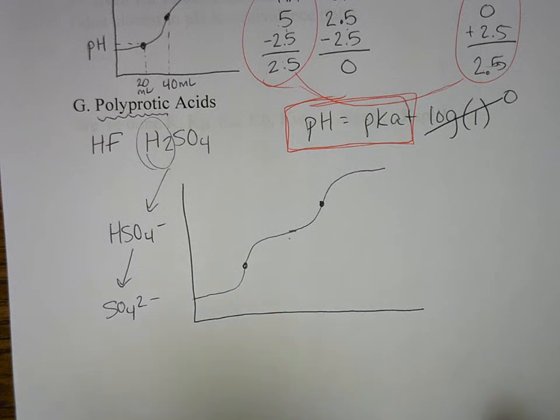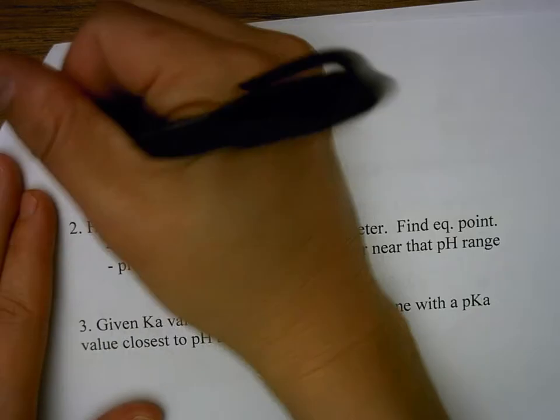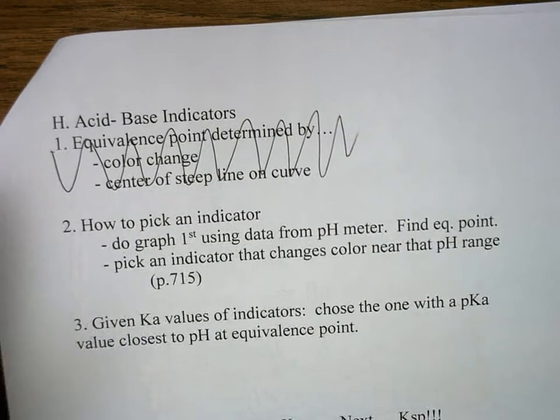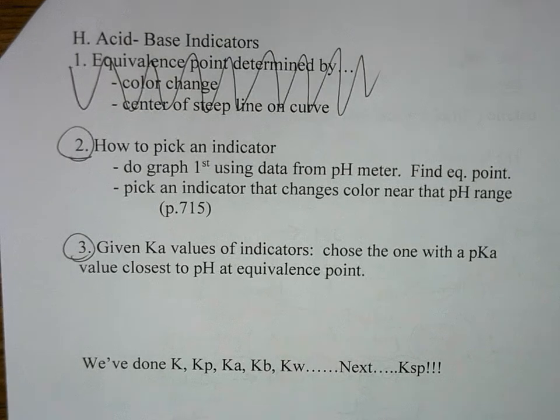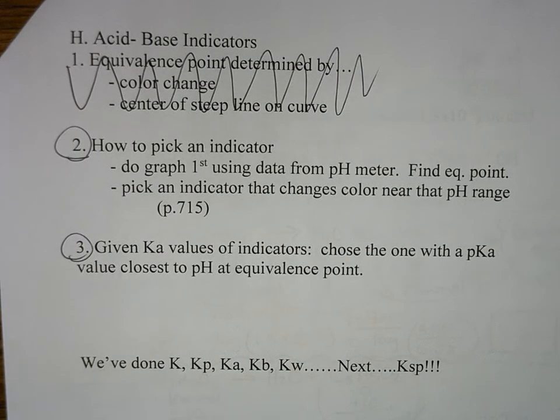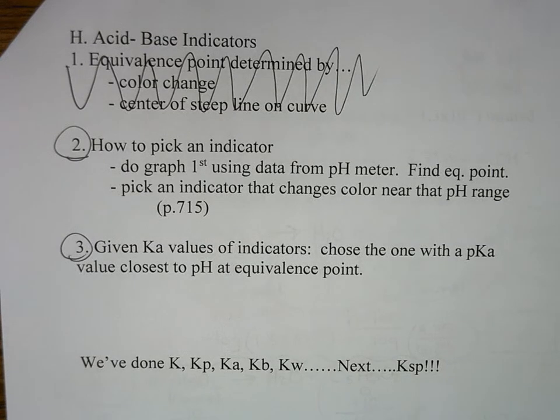One more thing. You don't need to write this. We've talked about this earlier. You need to know this because it will ask you, and this is the very last thing, some questions on your homework. There are lots of different indicators that can be used to figure out equivalence points when you're doing a titration. They might give you lots of indicators to choose from, and you have to pick an indicator that would be a good one to indicate the equivalence point. So there's a couple ways to do that.